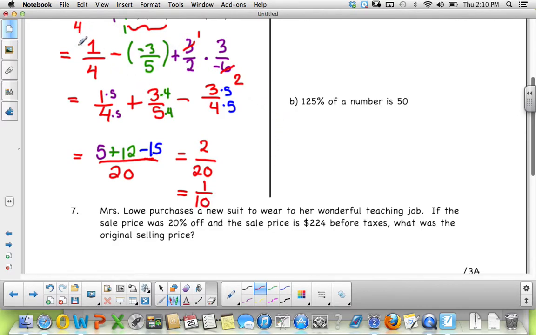Ideally, you guys should be working straight down, not across your page. I should have provided a little more room for that, but straight down with equal signs showing all of your steps. Hopefully that helps.